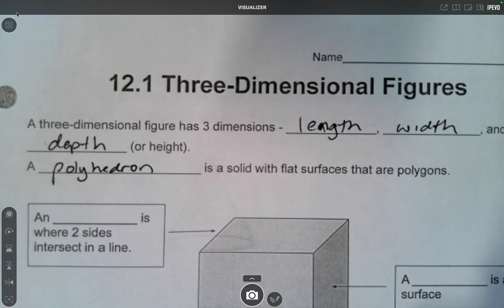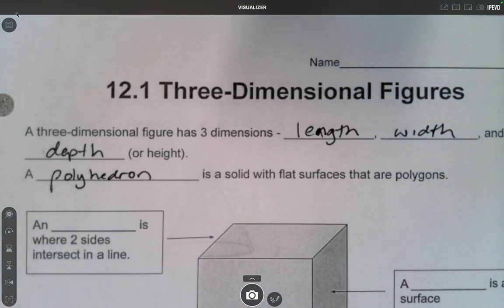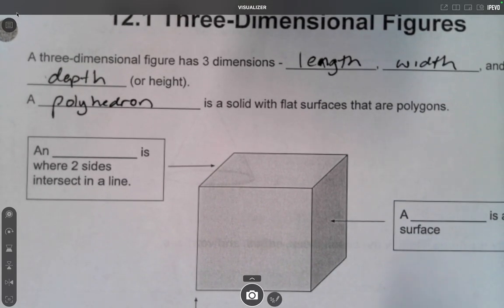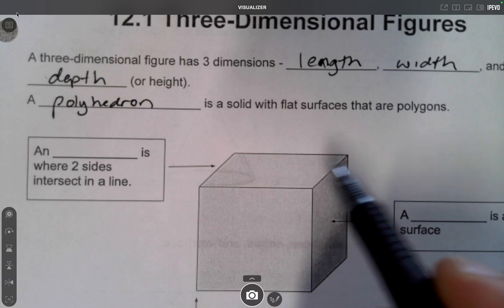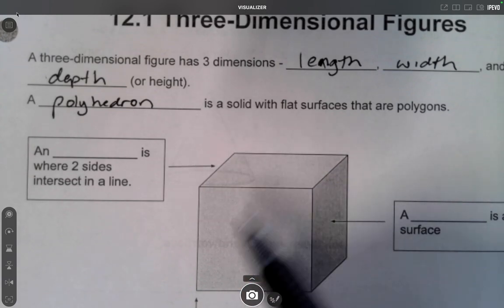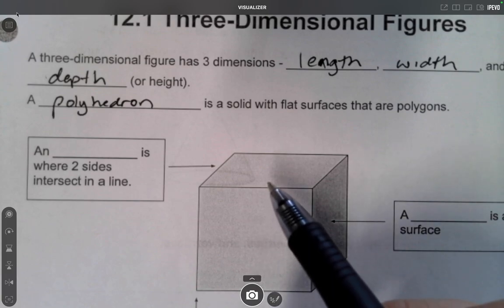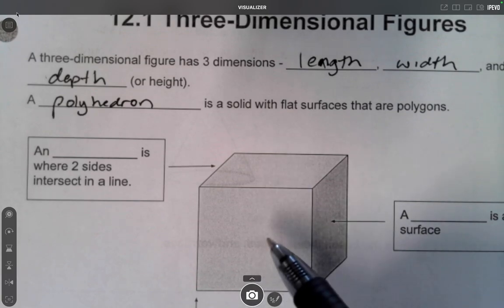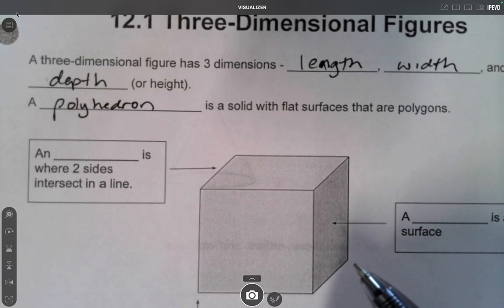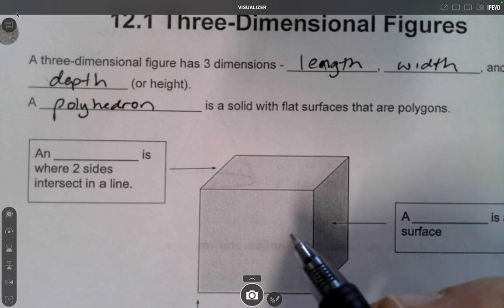Okay, a polyhedron is a solid with flat surfaces that are polygons. Now, you probably know this is also called a cube. That's a specific kind of polyhedron. But this is an example of one because all the sides are flat and its bases, its top and its bottom, are squares, and a square is a polygon. So we'll first talk about what the different parts of a polyhedron are called.